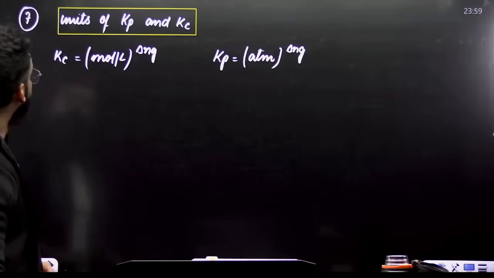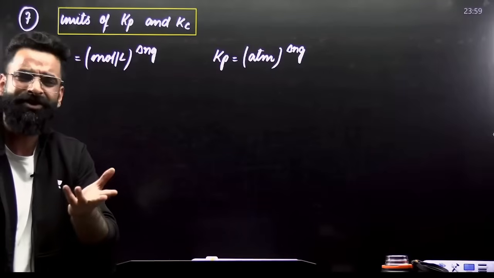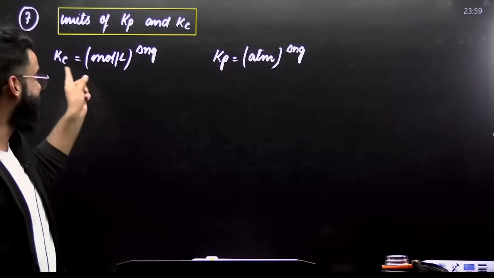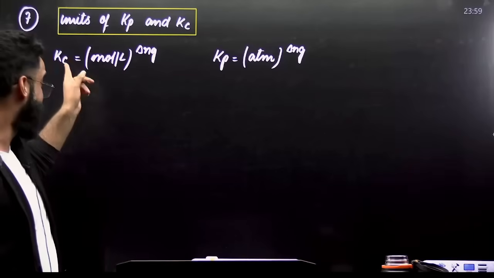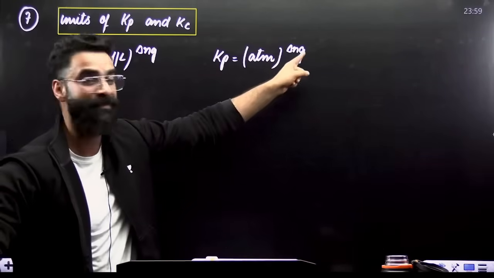Okay. Moving on to the 7th concept. Units of Kp and Kc. Again, a simple question. They'll give you the reaction. They'll tell you what are going to be the units of Kp, what are going to be the units of Kc. Remember, Kc units will be, for a gaseous reaction, mole per liter raised by delta Ng. Kp units are atm raised by delta Ng.